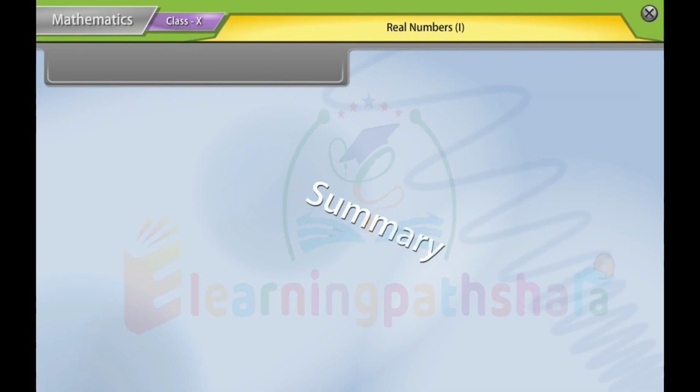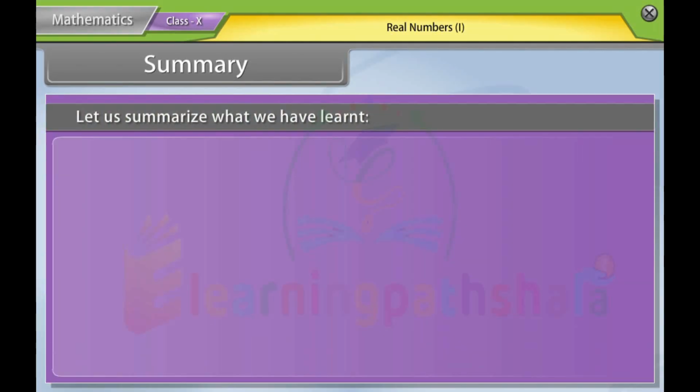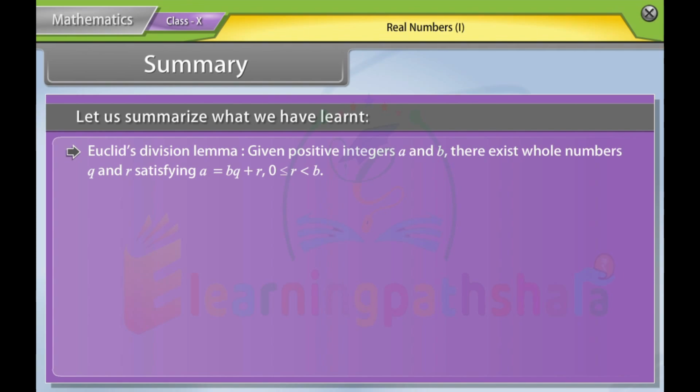Summary. Let us summarize what we have learned. Euclid's division lemma: given positive integers a and b, there exist whole numbers q and r, satisfying a equals bq plus r, where 0 is smaller than or equal to r, which is smaller than b.